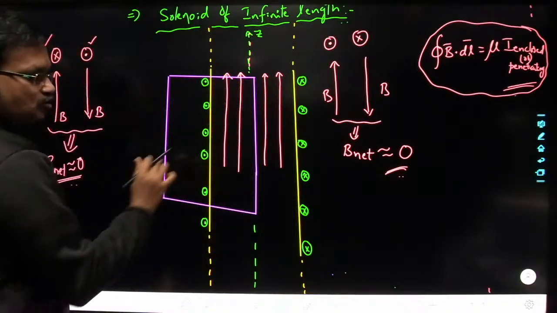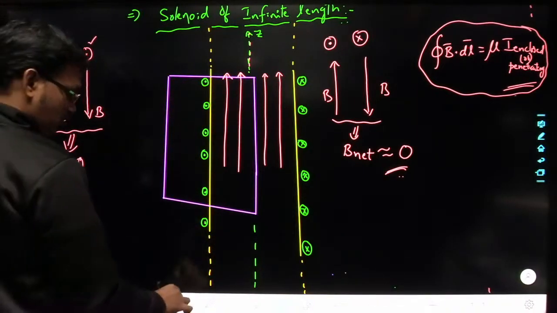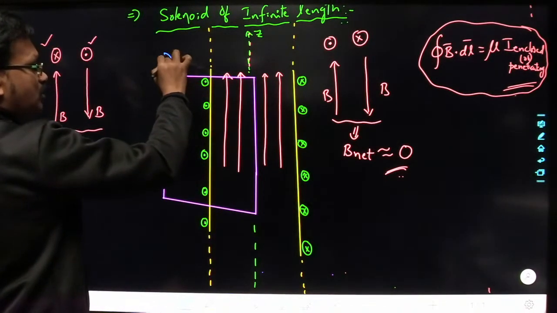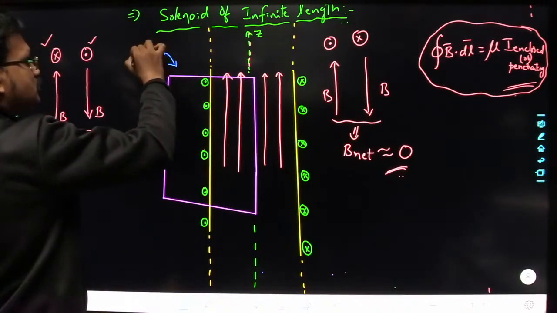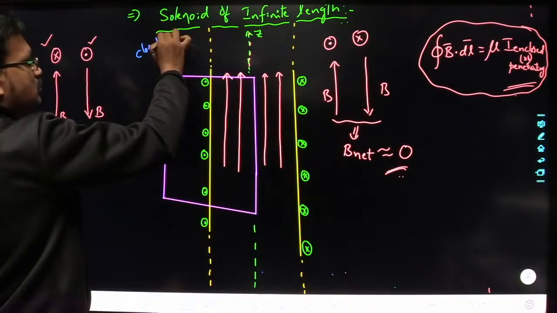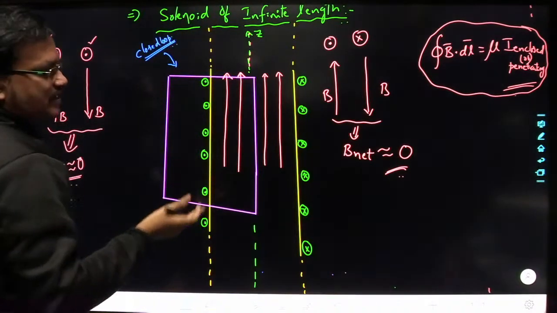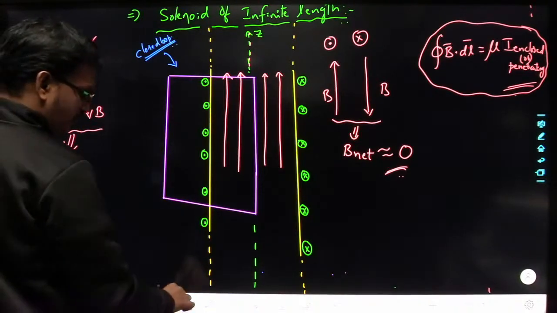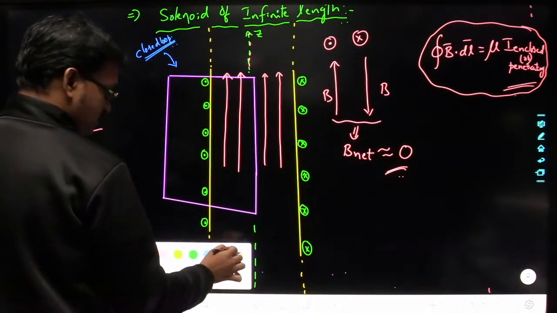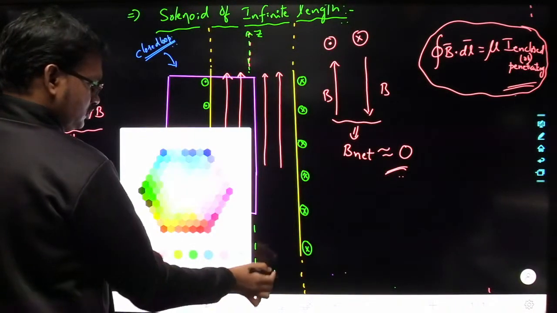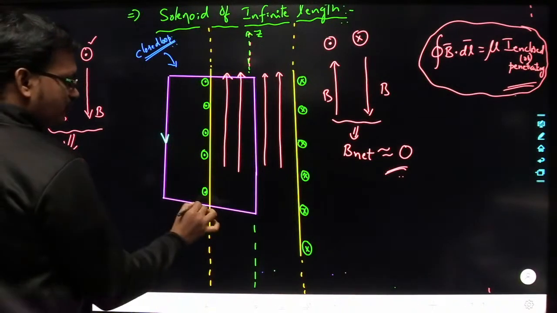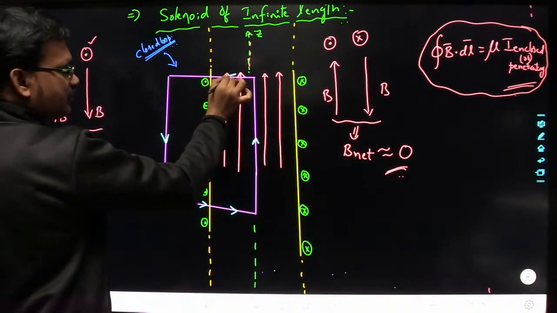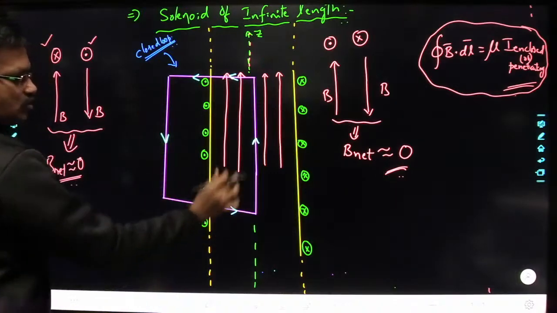Okay, so this is the closed loop I am forming here. This closed loop is also called an Amperian loop, or you can simply call it a closed loop. Whatever it may be, now we try to determine the circulation of the B field around this closed loop.